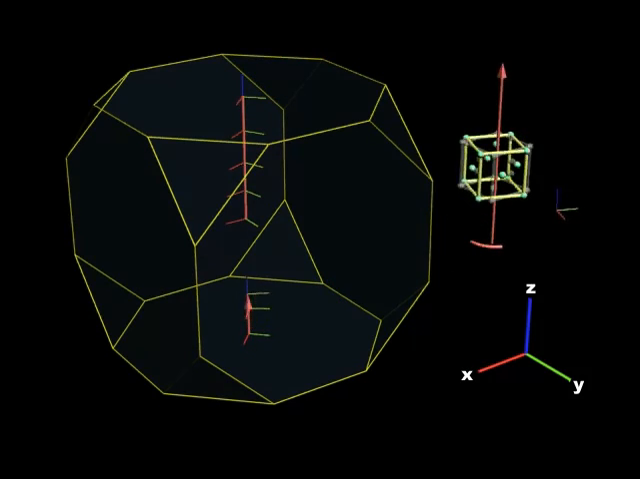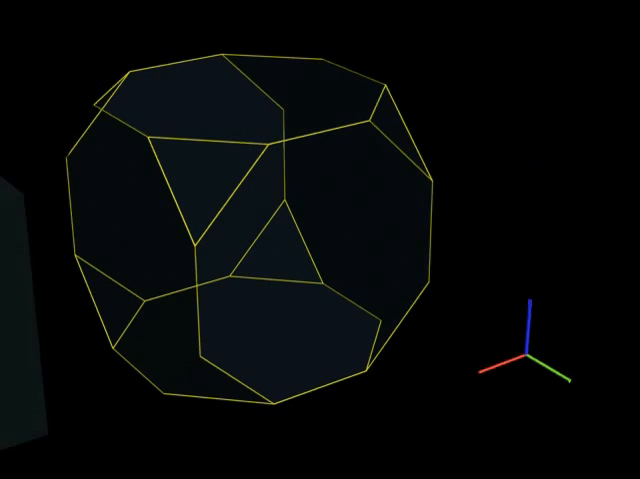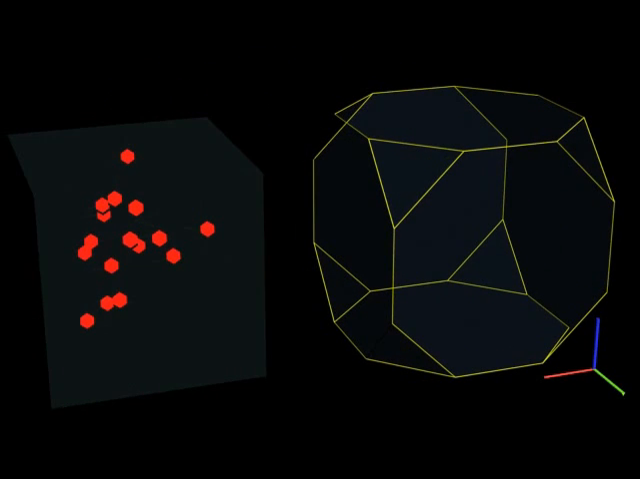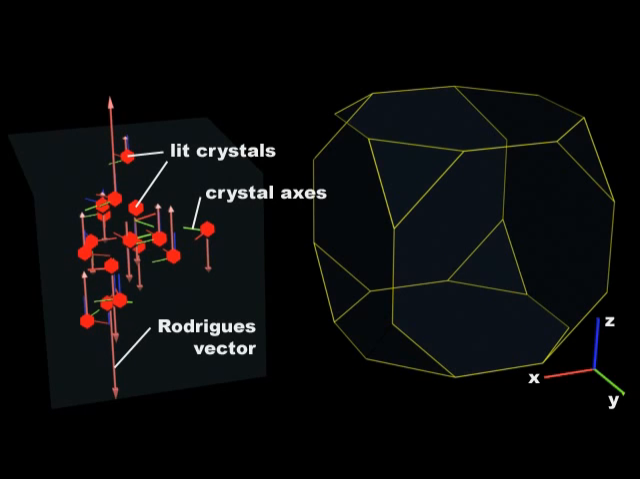Rotating by 45 more degrees brings the FCC unit cell back to the starting point. The Rodrigues vector thus returns to the origin of the Rodrigues box. The orientations of crystals lit up earlier are now mapped to the Rodrigues box as shown. Note that all of the vectors are parallel to the Z-axis. This clearly illustrates how the orientations of all the lit crystals are related to each other.